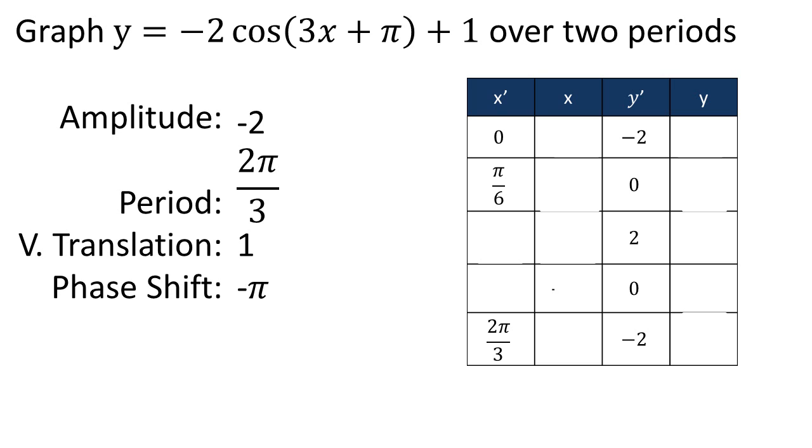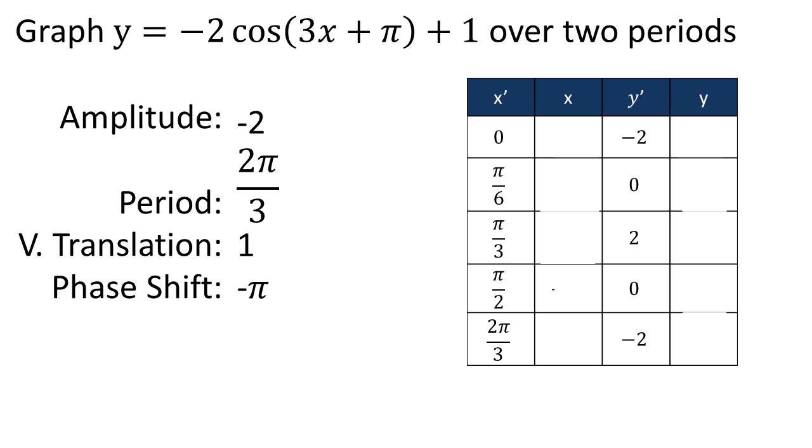2 pi over 3 times 1/2 is going to give me 2 pi over 6, which simplifies to pi over 3. And 2 pi over 3 times 3/4 is going to give me 6 pi over 12, which is pi over 2. So now I have those. Now I have to account for the phase shift and the vertical translation. Okay, let's do the phase shift first.